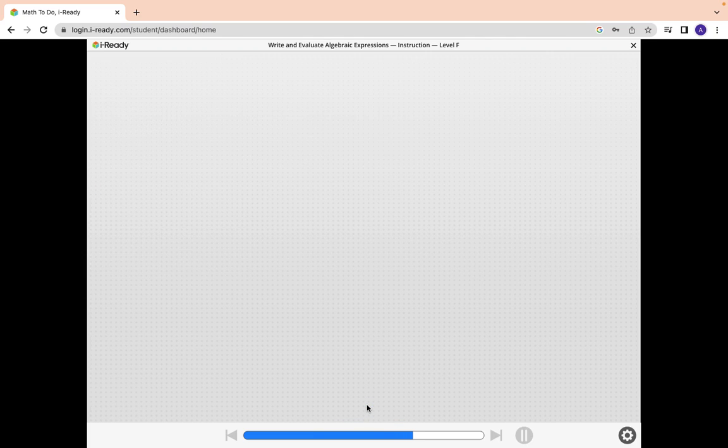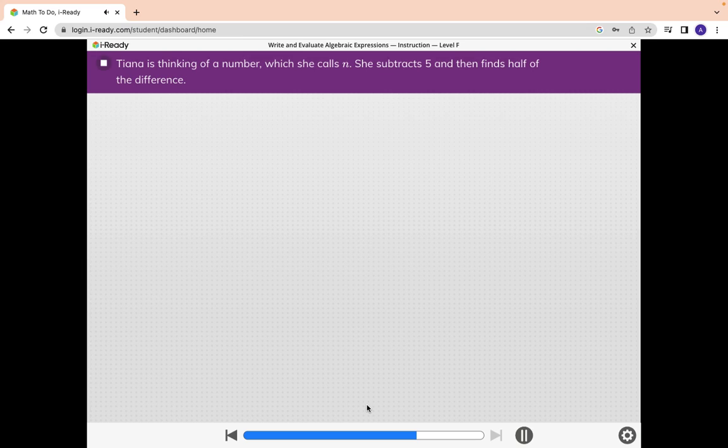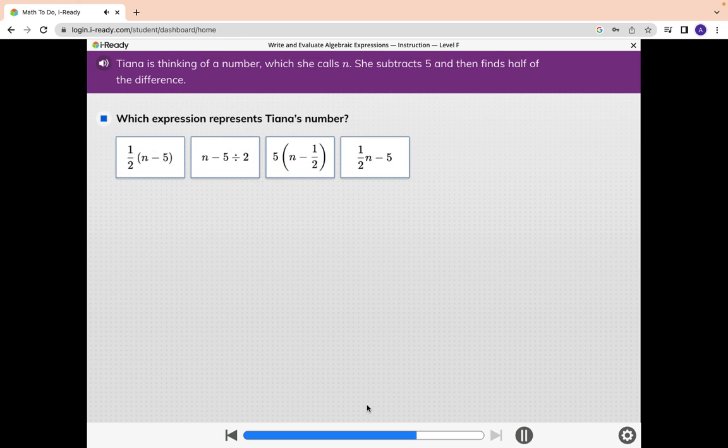Next question. Tiana is thinking of a number, which she calls n. She subtracts 5, and then finds half of the difference. Which expression represents Tiana's number?